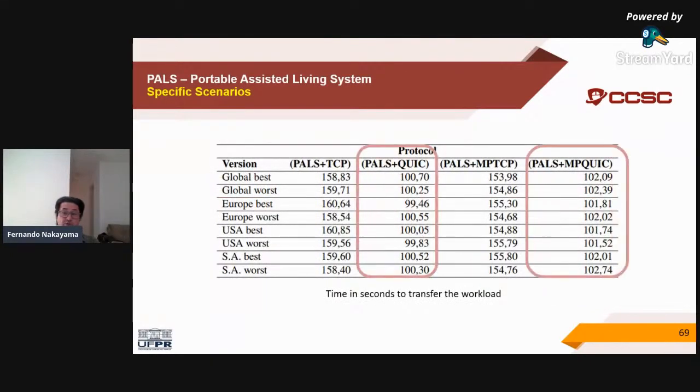The UDP-based protocols performed better than the TCP-based protocols in the specific scenarios. One of the reasons for that is the simpler handshake approach for the QUIC and the MPQUIC. And considering only the multipath implementations, PULSE and PTCP performed worse than PULSE and MPQUIC. And maybe this can be related.